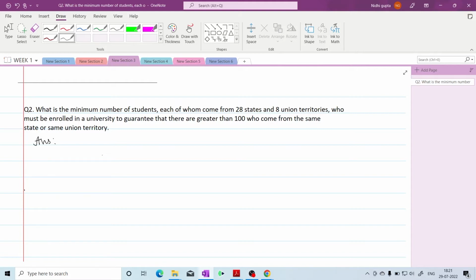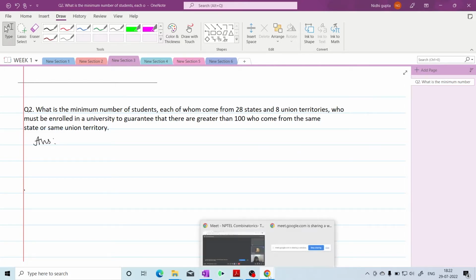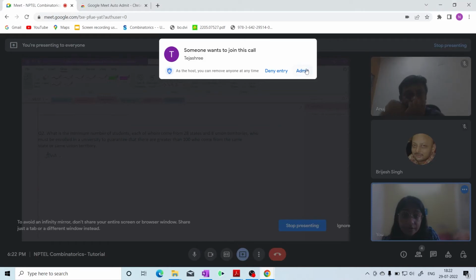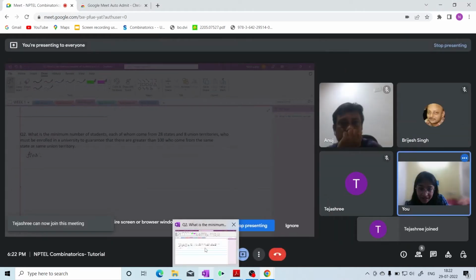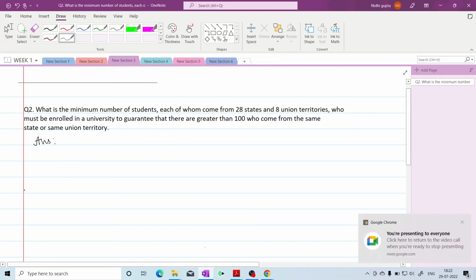So question 2 is: we have to find the minimum number of students, coming from 28 states and 8 union territories, that can be enrolled in a university so that we can guarantee that there are at least 100 students coming from the same state or the same union territory.